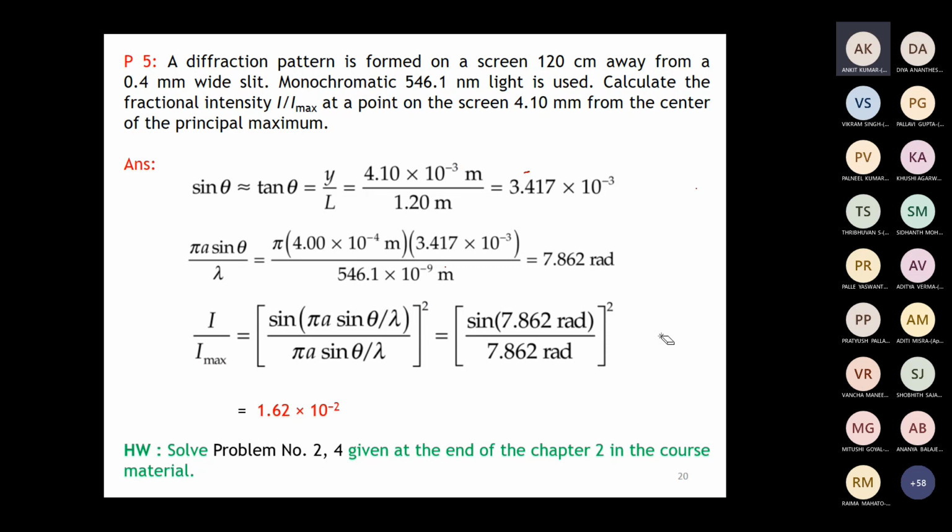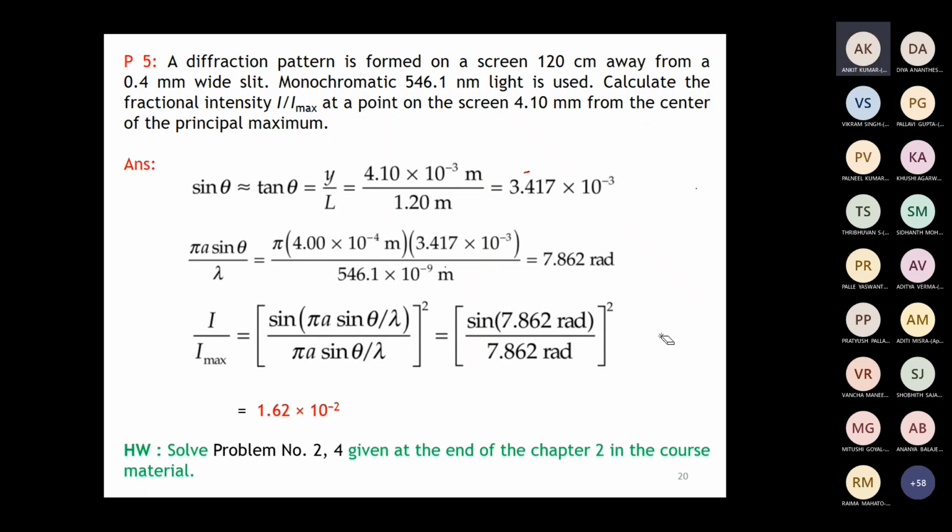I hope this problem is clear to you. The expression for intensity in a single slit is I is equal to I max into sin alpha by alpha, whole squared. So we know that alpha is pi a sin theta by lambda, right? So we need to find out the value of alpha. You use the small angle approximation: sin theta is equal to tan theta is equal to y by L. You will get sin theta, and you all know lambda is given to you.